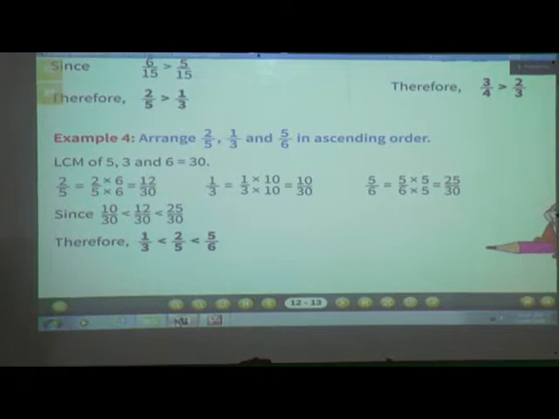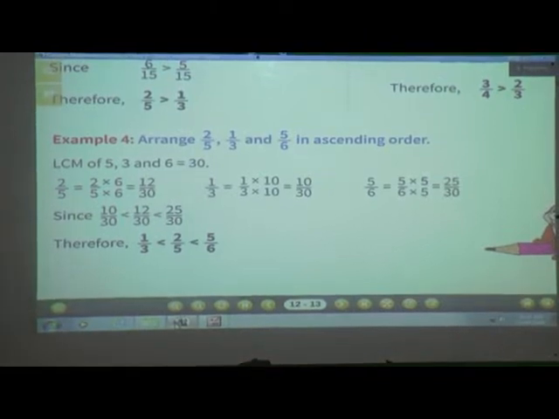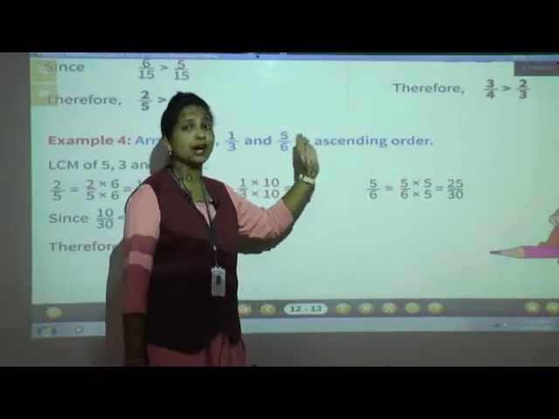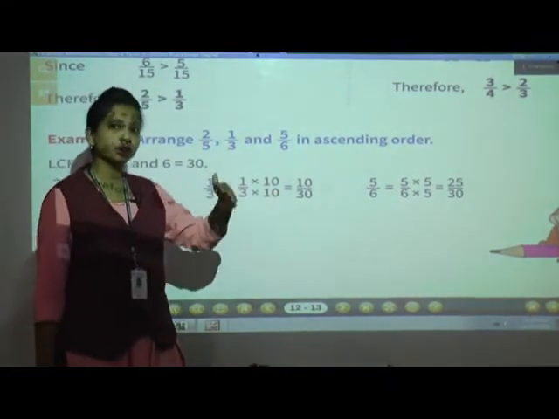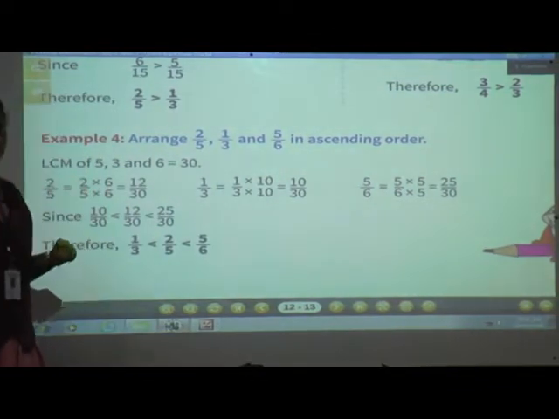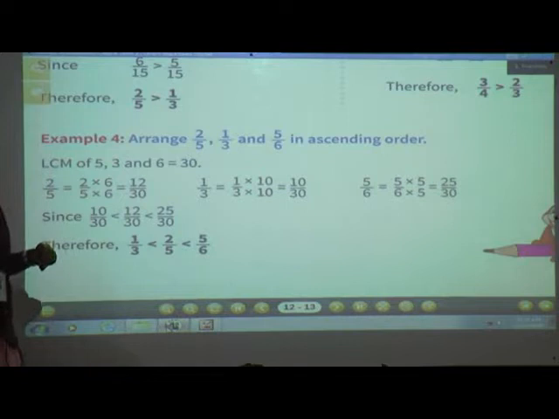Now what is ascending order? Yes, tell me what is ascending order? Ascending order means we have to arrange the numbers from smaller to greater, isn't it? Now these are fractions. So how to compare fractions, and how to arrange in ascending order?